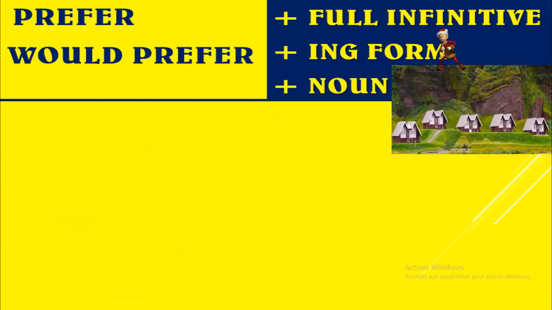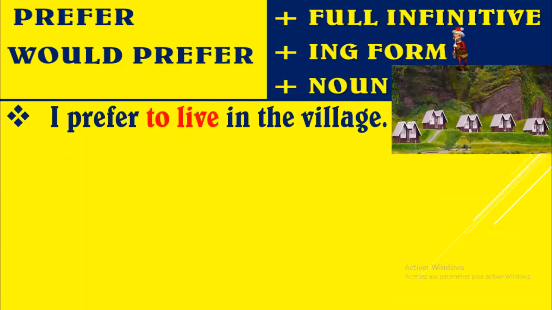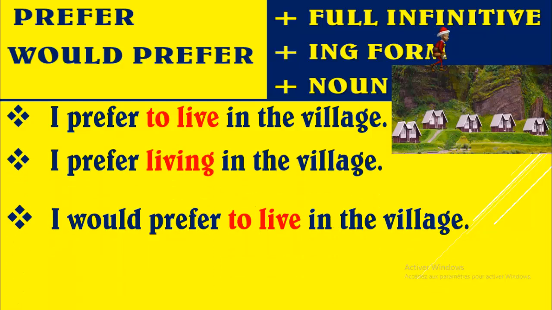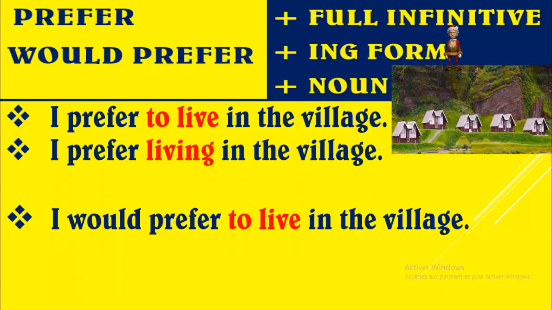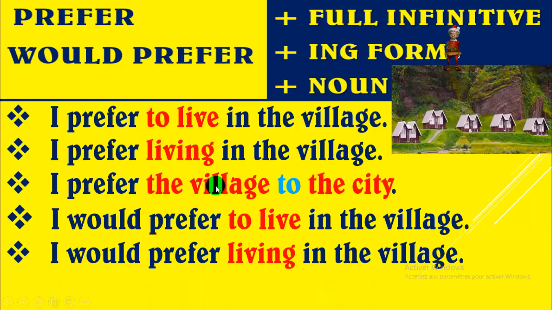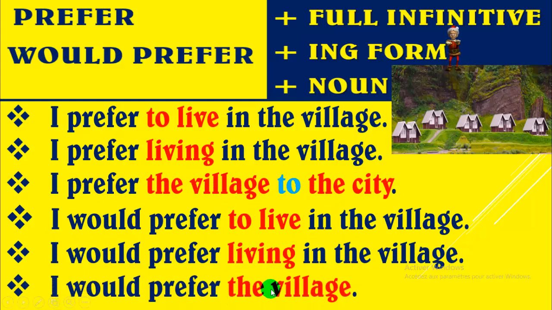Living in the city or village, I prefer the village. I prefer to live, infinitive. I would prefer to live, infinitive. I prefer living, ing form. I would prefer living, ing form. I prefer the village, noun. I would prefer the village, noun. You can say I prefer the village to the city, or over the city. There are possibilities. Are you following, guys?